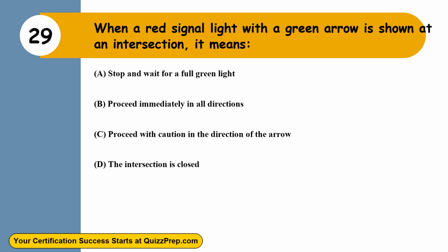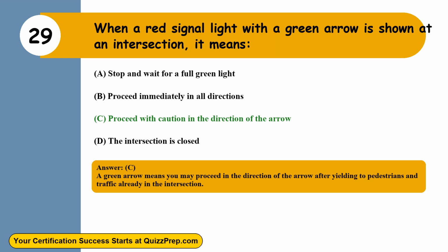Question 29. When a red signal light with a green arrow is shown at an intersection, it means: Option A, stop and wait for a full green light. Option B, proceed immediately in all directions. Option C, proceed with caution in the direction of the arrow. Option D, the intersection is closed. The correct answer is option C. Proceed with caution in the direction of the arrow. A green arrow means you may proceed in the direction of the arrow after yielding to pedestrians and traffic already in the intersection.